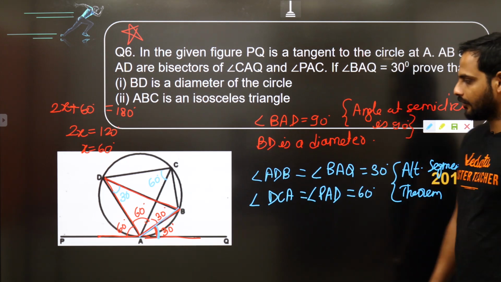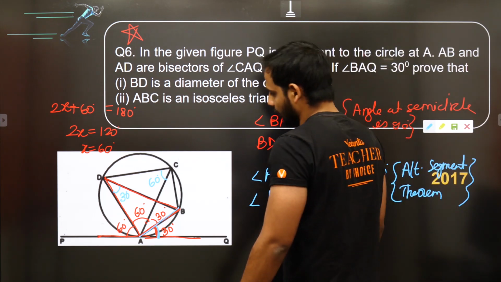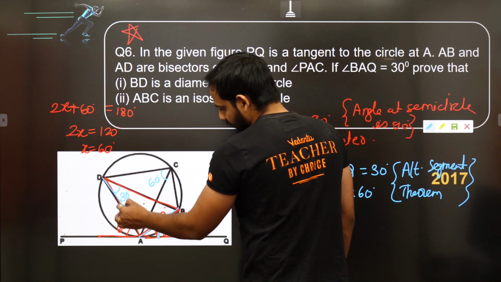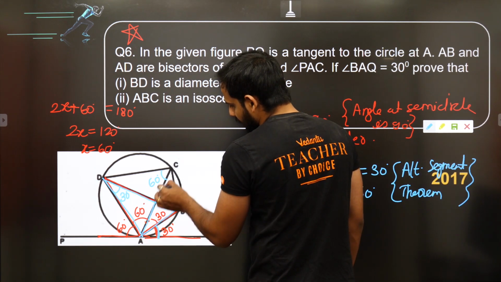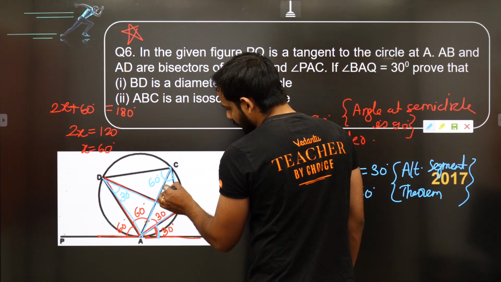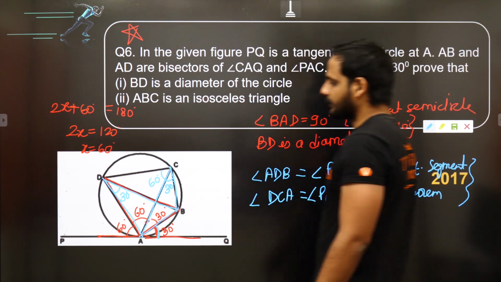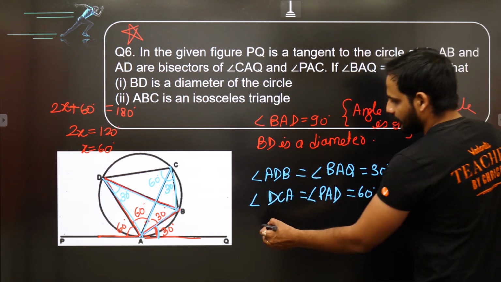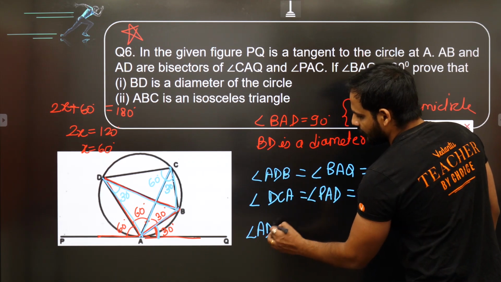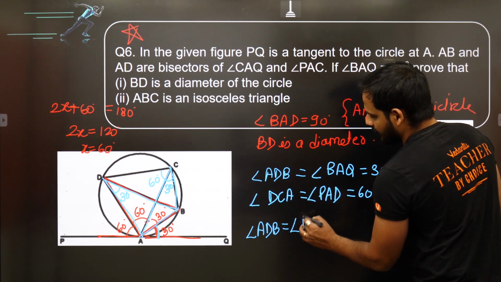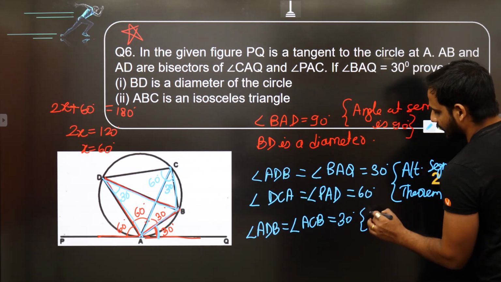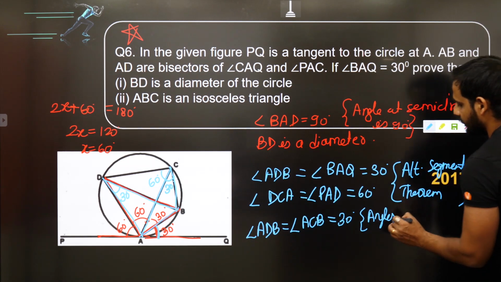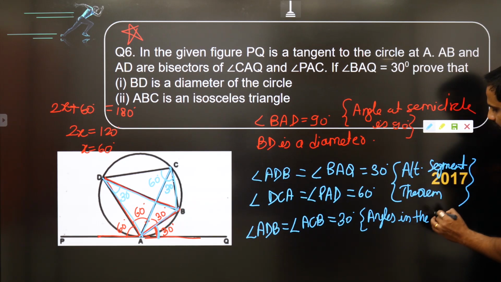Now try to locate these 2 points. If I treat this AB as a chord, if this angle is 30 degree, I can say sir this angle will also turn out to be 30 degree because angles in the same segment are equal. So now I can say sir angle ADB should be equal to angle ACB because that is equal to 30 degree, because angles in the same segment.